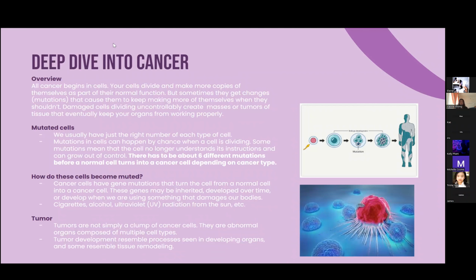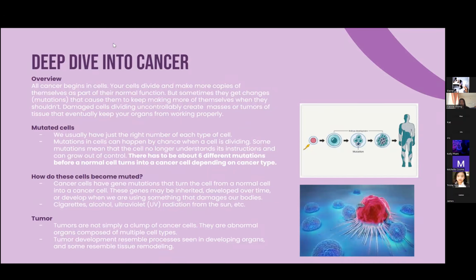A little fun fact is that our bodies are made out of more than 100 million cells, which is 14 zeros. What are mutated cells? Usually, we have just the right number of each type of cell. This is because cells produce signals to control how much and how often cells divide. If these signals are faulty or missing, cells might start to grow and multiply too much to form a lump called a tumor.